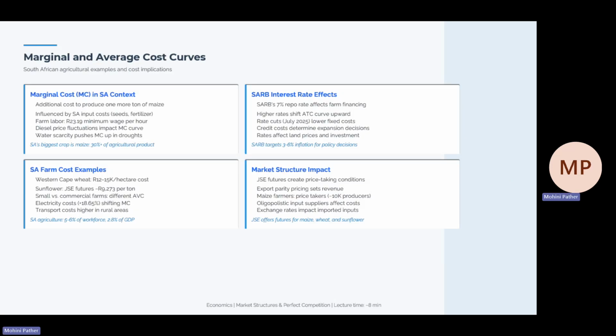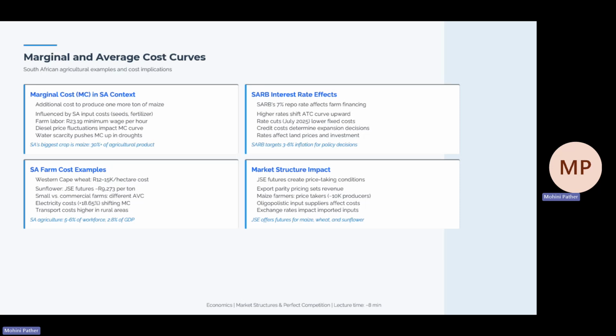So now we're going to look at marginal and average cost curves. We're going to stick with our South African agricultural market example. So here we have marginal costs in our South Africa context. The additional cost to produce one more ton of maize is influenced by the South African input costs.